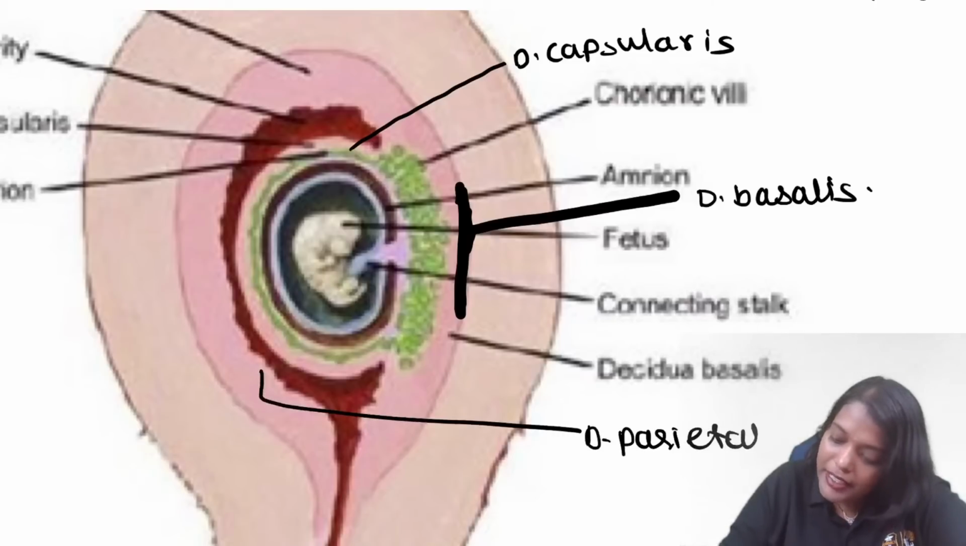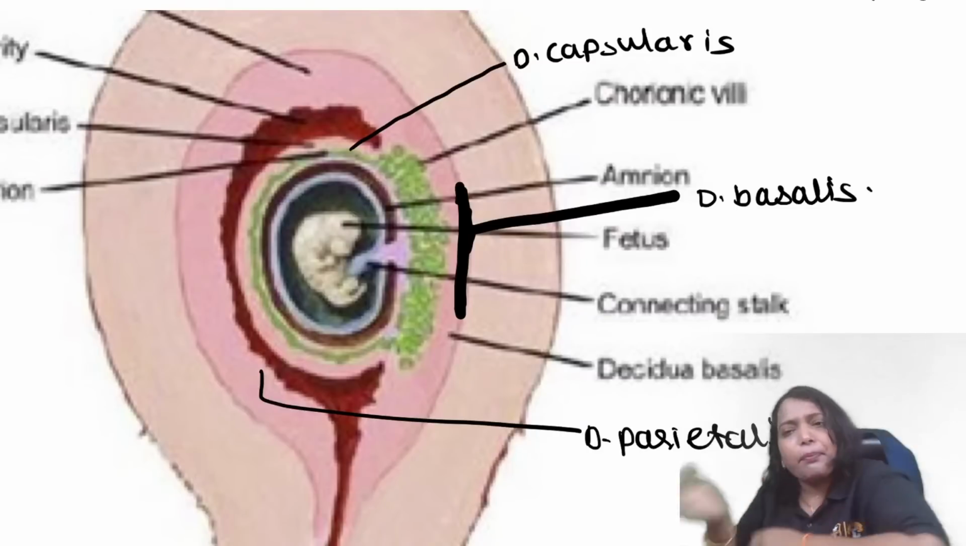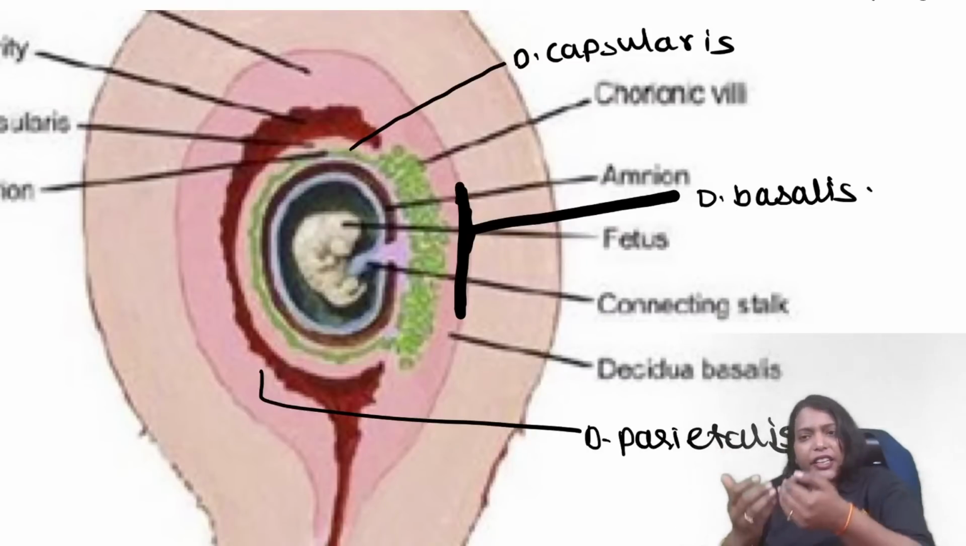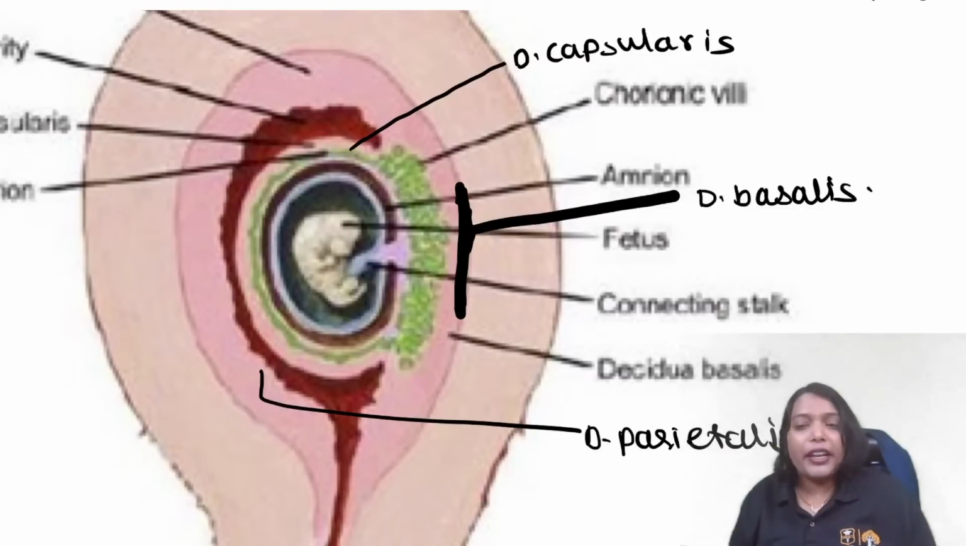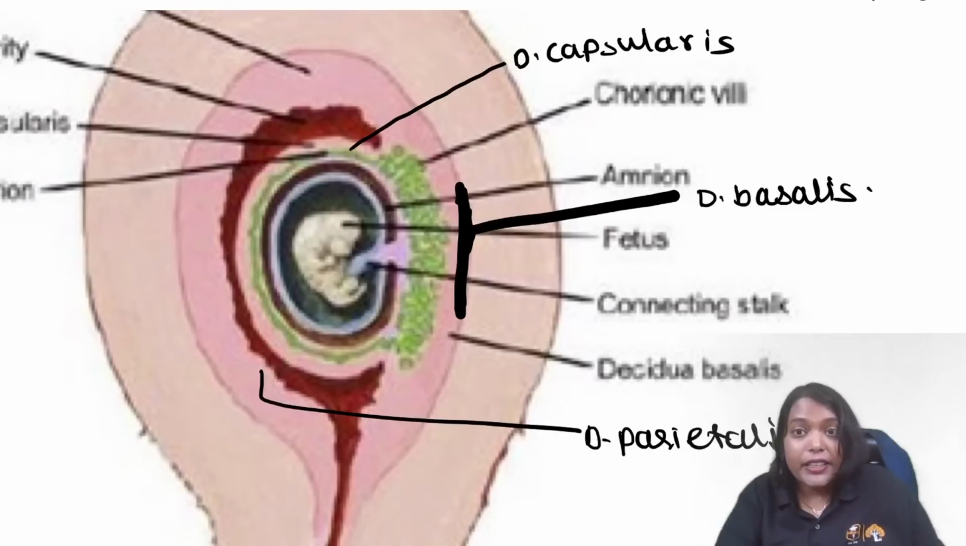So what are the three parts I told you now? It is very simple. The part present below is basalis. The part covering is capsularis. The rest of the uterine cavity is parietalis. So basalis, capsularis, parietalis. Now please remember one more point, guys.